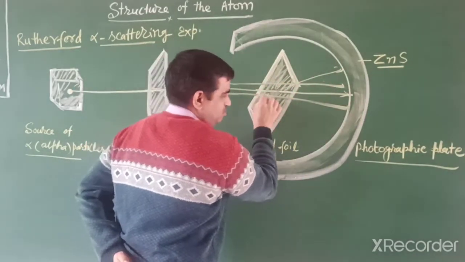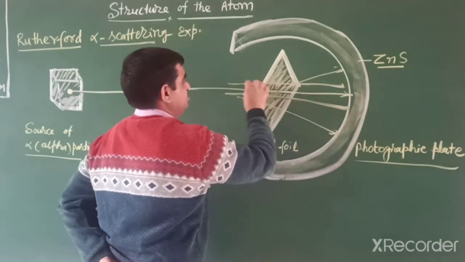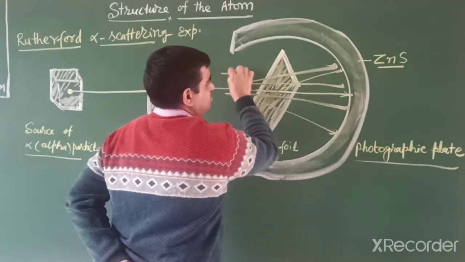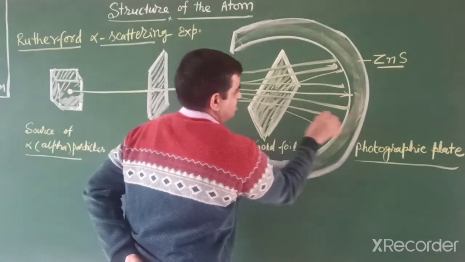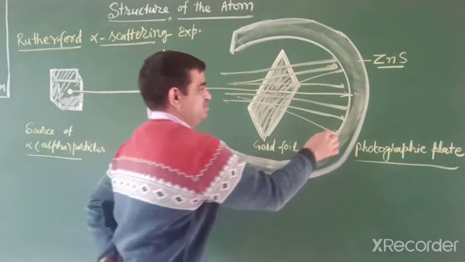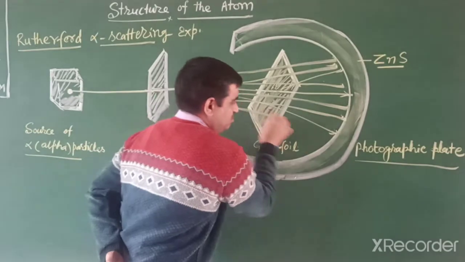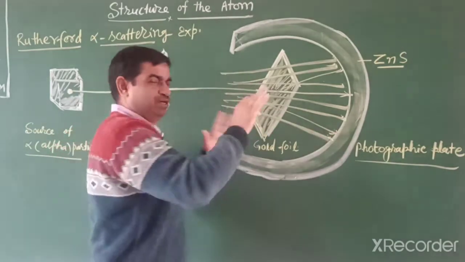So this is what he observed. In this way, we can easily find out where the particles strike because of the photographic plate. He observed the bombardment of alpha particles.